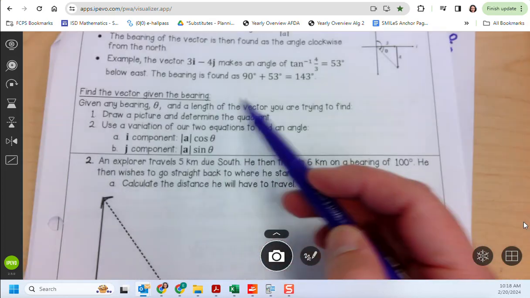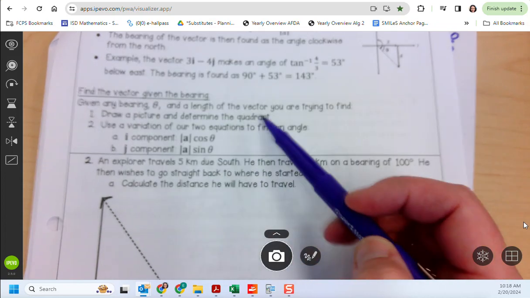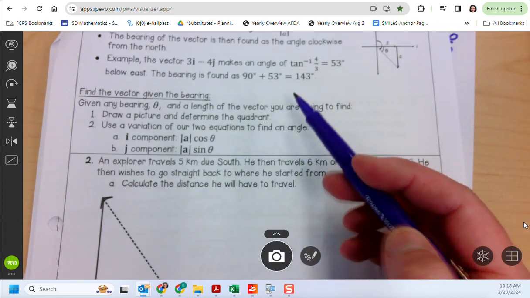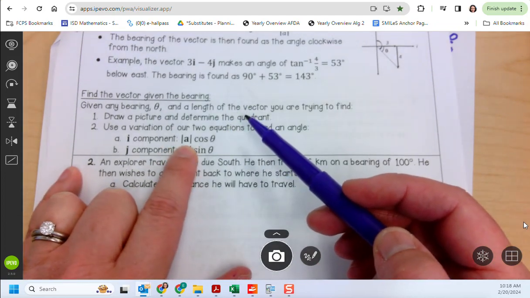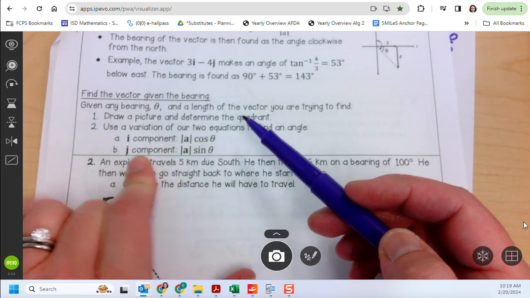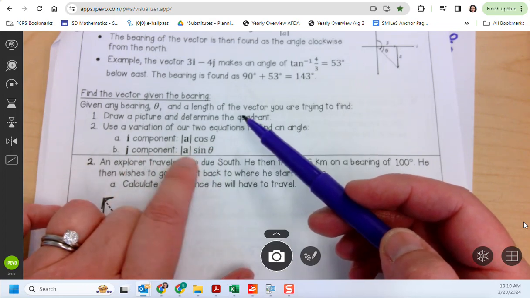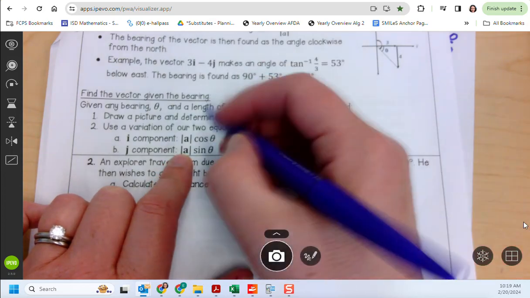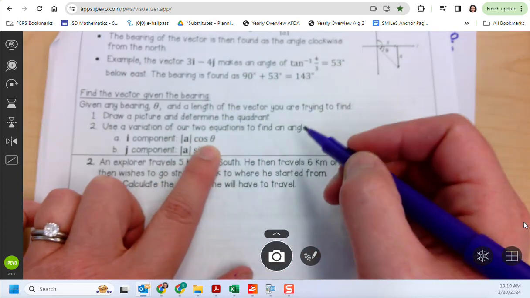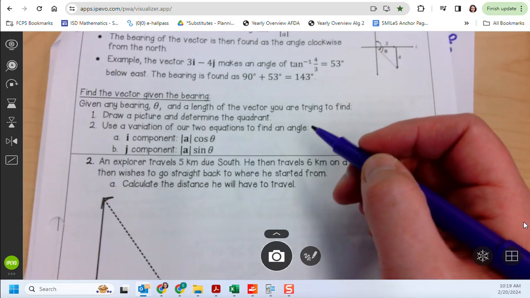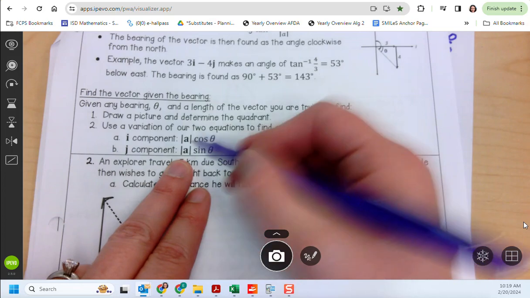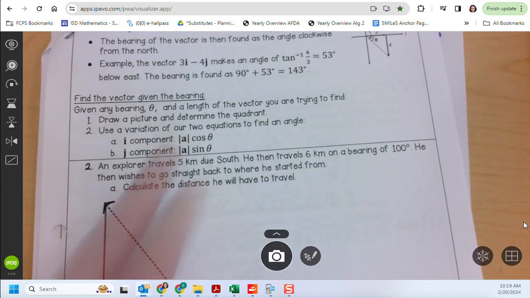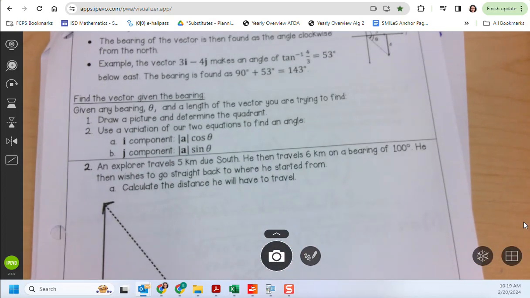To find the vector given the bearing, you're going to need to draw a picture and determine the quadrant. And then you will find the i component with the absolute value of A times cosine theta, and then the j component, absolute value of A, not magnitude, I'm sorry guys, I'm tripping over my words, sine theta. You know what, I think this one is absolute value, because I was talking with Ms. Young about this problem. Let's find out when we go through it. I'm pretty sure this is absolute value, because A is just a number. Yeah, let's look at it and see.